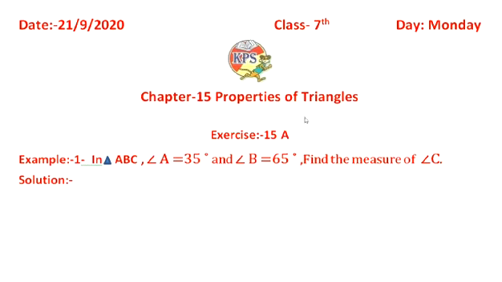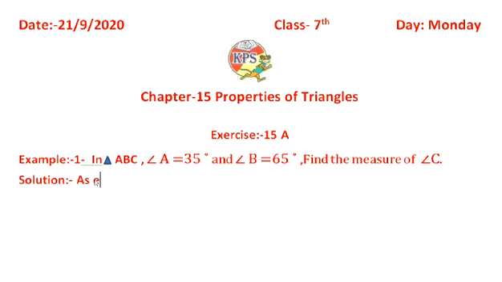Here is example number 1. In triangle ABC, two angles are given. One angle measure is 35 degrees, that is angle A, and the second angle measure is 65 degrees, that is angle B. Find the measure of angle C. So how can we find the measure of angle C?